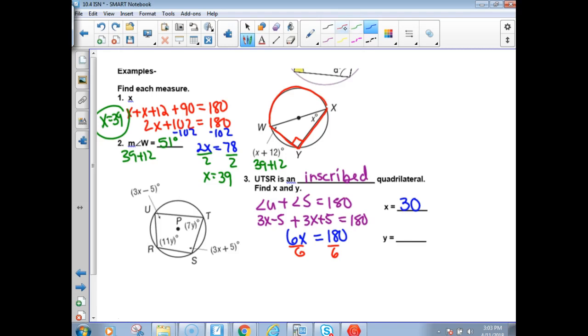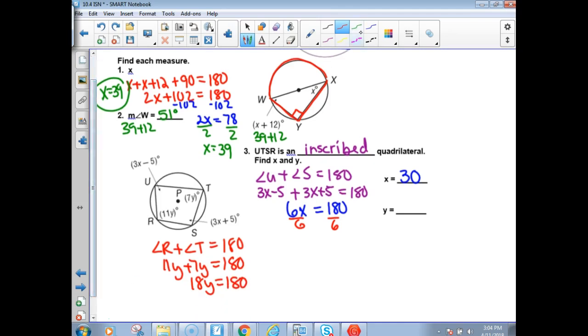All right, next we're going to find y, and that's going to be done because angle R plus angle T equals 180. So I do 11y plus 7y equals 180. 11y plus 7y is 18y. And then we would divide by 18, and we would know y is 20.